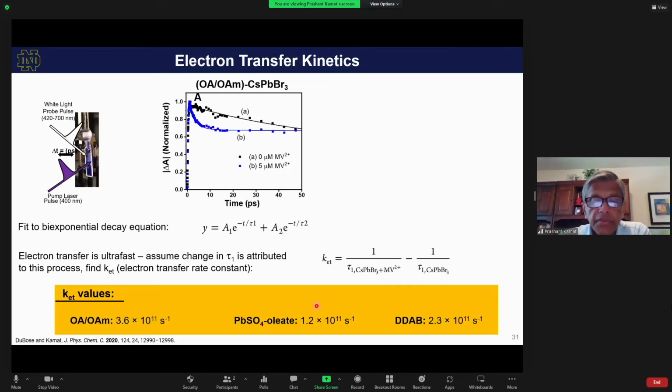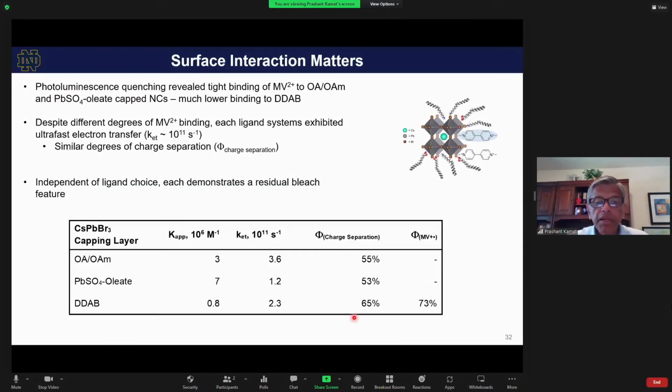And so we get these different values. They are all fast, of the order of 10 to the 11. That tells you that the bound electron transfer between this nanocrystal and methyl viologen is an extremely fast process because it's in a bound state. So here is a summary of how the different surface interactions matter. It looks like all of them are strongly bound. There is a small variation between the association constants, but they are quite high. As a result, we get a very high charge separation. This is the initial charge separation that we see. We have also independently measured it through the methyl viologen radical formation, and you can see the values are very close.